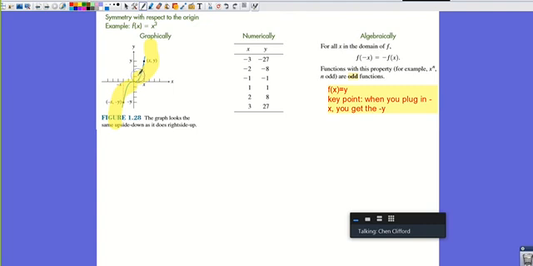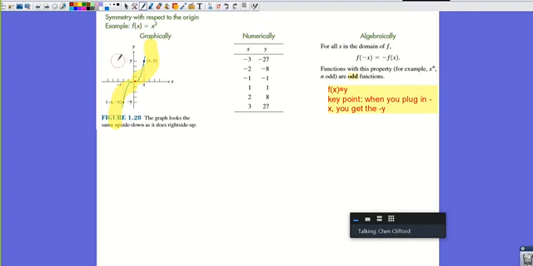So let's say your function looks something like this. Let's start easy. What about just a straight up line? That is an odd function because if you reflect it across the y-axis, you get this red. And if you reflect this red over the x-axis, you get that red. So that's an odd function.